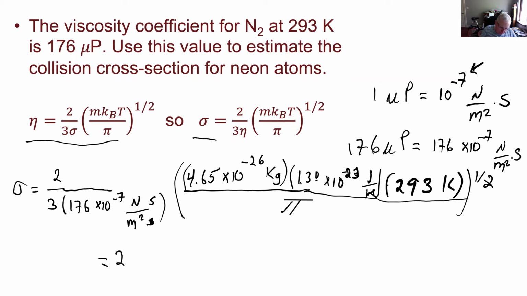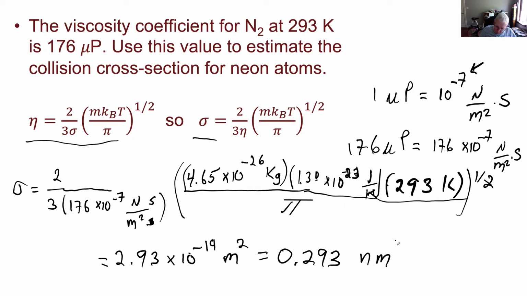2.93 times 10 to the minus 19. That's in square meters. And that would give me 0.293, I guess, in nanometers squared, just because that's the kind of units we've been using most often for the cross sections, okay? And that's about the right order of magnitude, right? Tenths of square nanometers are what we've seen for these.